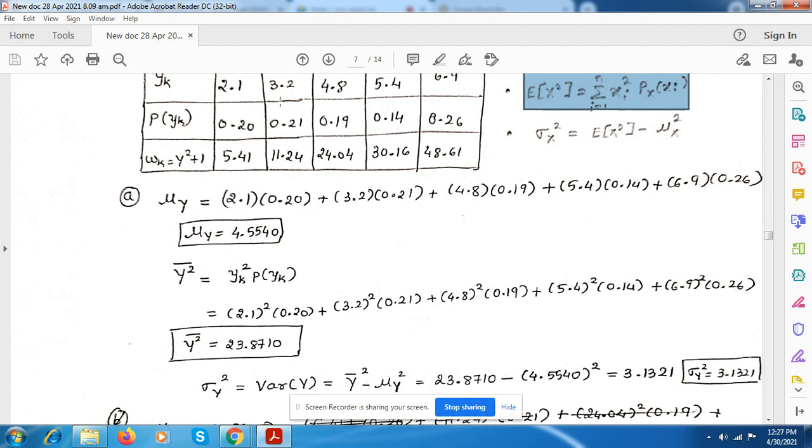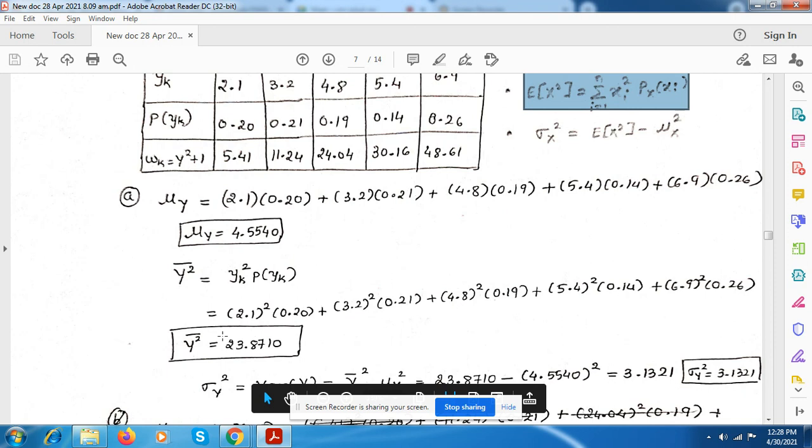Then plus 3.2 whole square into 0.21. The next value is 4.8 square into 0.19. Next value we have is 5.4 square into 0.14. Last value is 6.9 square into 0.26. So this random variable we have to square and multiply with the probability of this value. And then we have to sum all these probability and random variable multiplication values.